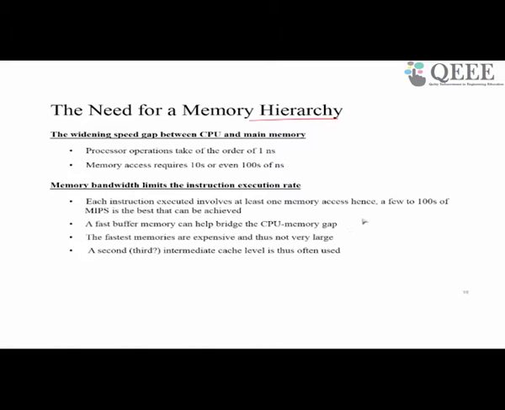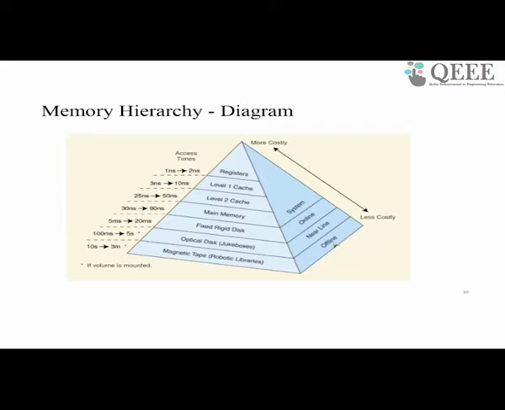So we need a fast buffer memory that can bridge the speed gap between the CPU and memory. Fast memories are expensive, but they are not large. So we use a second or third level memory, which can store more data and which is also cheaper. A memory hierarchy can be viewed as a pyramidal structure, so that at the lowermost level we use technologies like magnetic tapes. Of course, these days we don't use those things, but hard drives can be there.